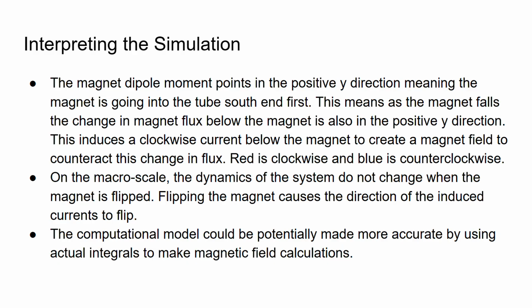in the computational model. On the macro scale, the dynamics of the system do not change when the magnet is flipped. Flipping the magnet causes the direction of the induced currents to flip. The computational model could potentially be made more accurate by using actual integrals to make magnetic field calculations.